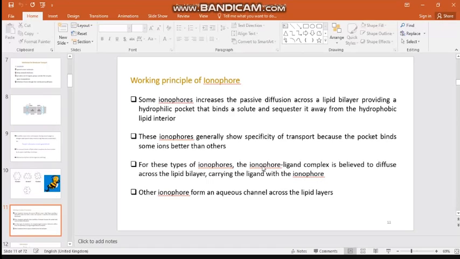From these types of ionophores, the ionophore ligand complex is believed to diffuse across the lipid bilayer. The lipid bilayers are present in the cell walls. These cell walls are made up of lipid bilayer. So only this ionophore ligand complex will be allowed to pass through the lipid bilayer, not the individual metal ion.